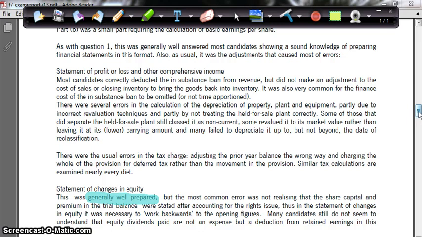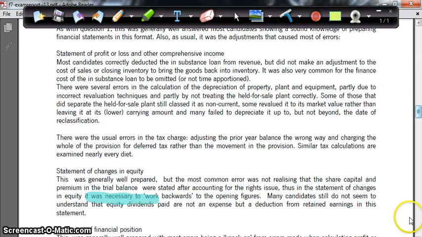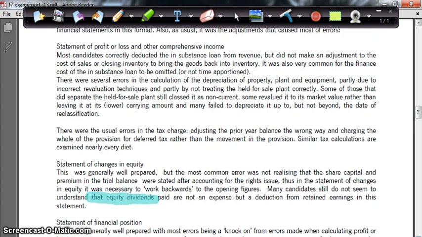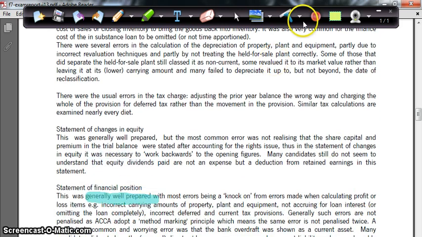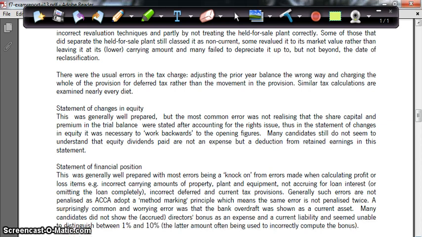Many candidates did not seem to understand that equity dividends paid are not an expense, but a deduction from retained earnings. So this is something that's just showing a bit of a lack of understanding as to the reasons why things are done within the accounts and the actual effect that these adjustments have on the accounts.